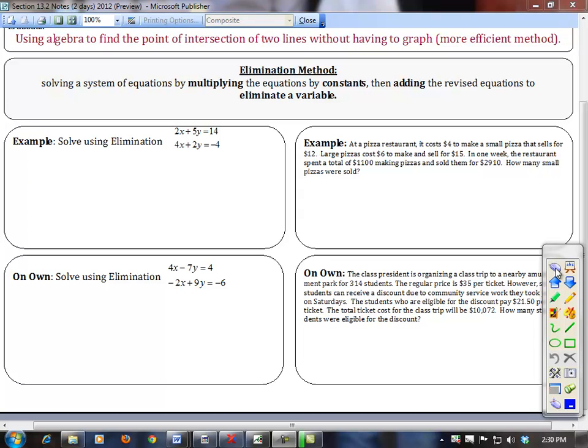Welcome to 3-2. This is day 2 of solving systems of equations without graphing. And what again I love about this is I don't have to rearrange equations. I don't have to put them on graphs. I'm going to get accurate solutions every single time. I again am going to do the same thing I did yesterday. I'm going to show you one example and then leave one for you to do on your own.